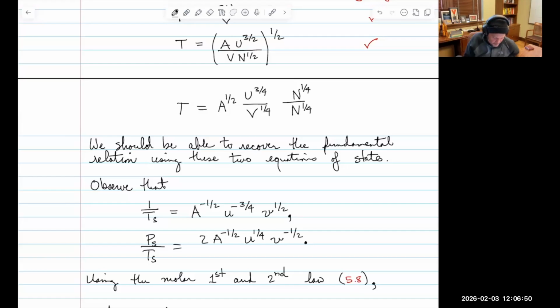And did I do that right? I seem to be missing some variable. Oh, okay. Good, good, good. Should be V to the 1/2, right? That's good because I would have been missing some stuff. So now that's what I have. Yeah. So U to the 3/4, N to the 1/4, V to the 1/2.